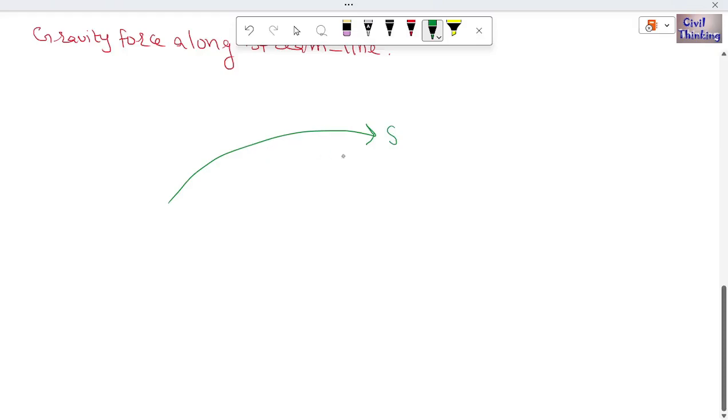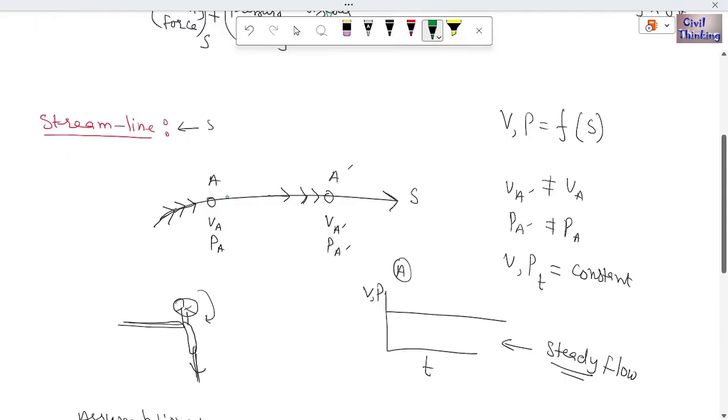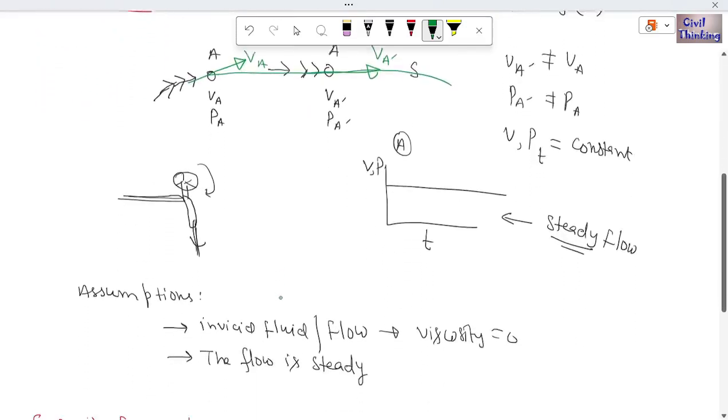Now, one more thing, the property of a streamline is that when you draw a tangent at any point, the tangent will give you the velocity. So if you draw a tangent here, for example, it will give you the velocity at A. If you draw a tangent here, it will give you the velocity at A dash. So wherever you draw a tangent on a streamline, that will give you the velocity at that point. That is the property of a streamline.